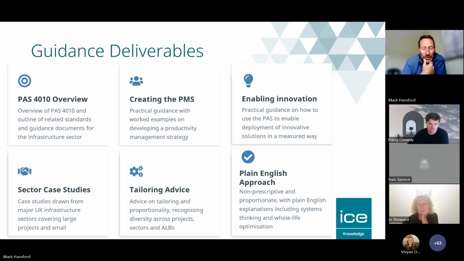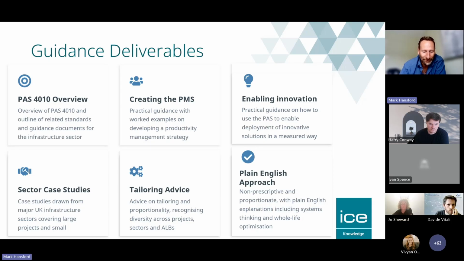What it doesn't do, it doesn't introduce any new requirements. It doesn't create any new processes or layers of assurance. So again, it's just a standard. It's not there to create a new kind of subsector or sub cottage industry within our industry.